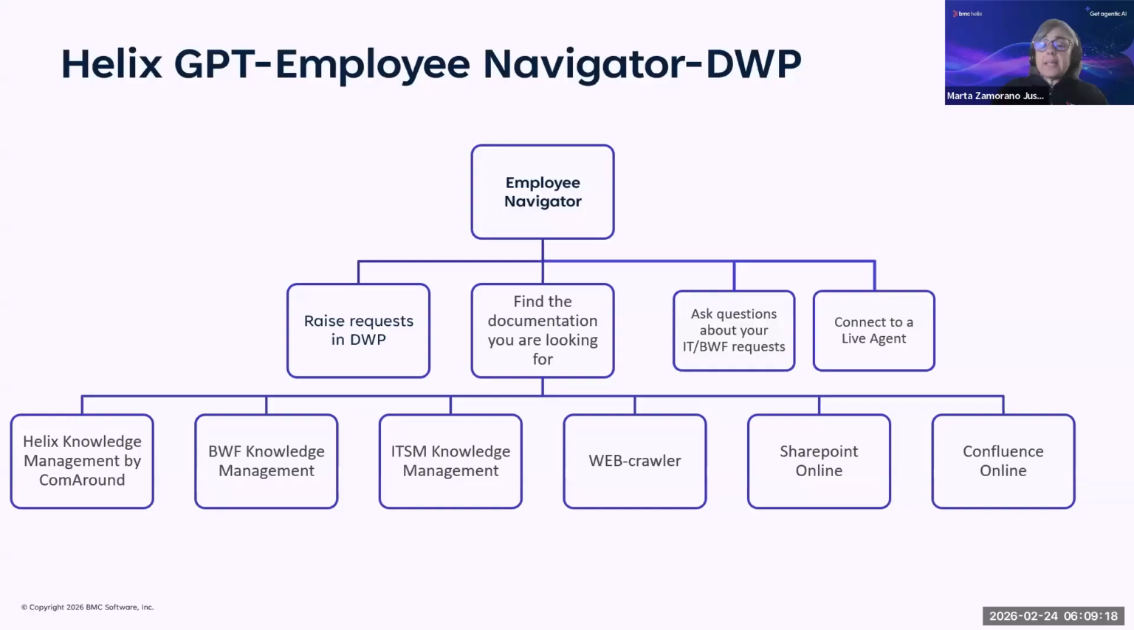Then we can ask questions about your IT or business workflow requests. Examples of this type are: show my open requests, show requests pending my approval, add a comment to the request or cancel, show information about a location or a user, show service health, show my list of open tasks to do in business workflow. We will see all of these when we do the configuration, and then we have to test it.